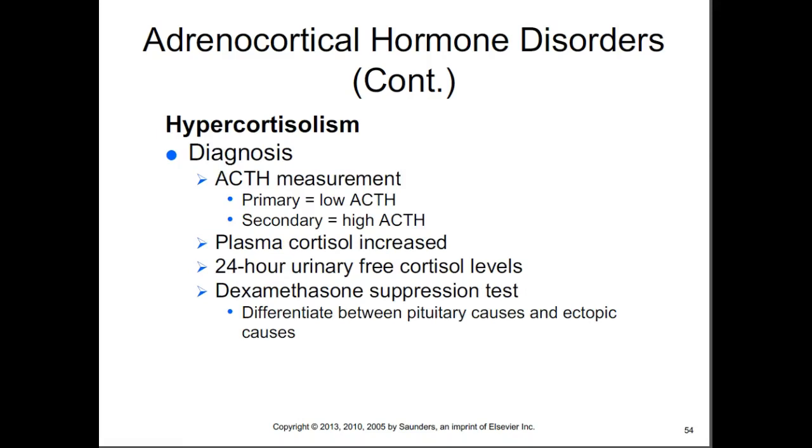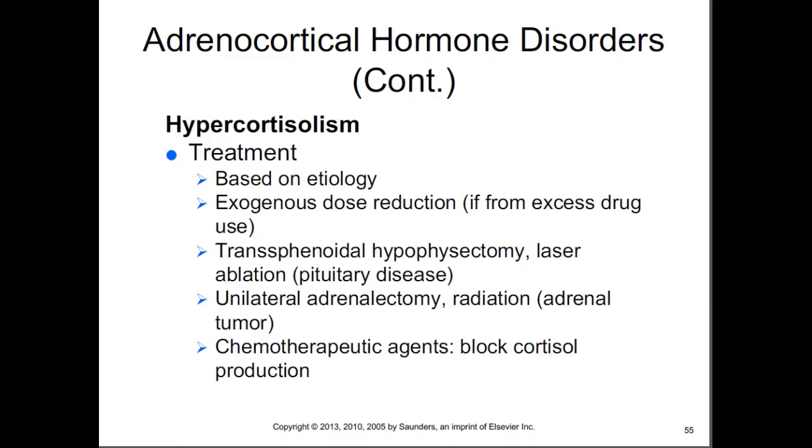So ACTH is measured. It is primary if ACTH is low, and secondary if ACTH is high. In hypercortisolism from the pituitary, you'll have high ACTH, so it's the secondary. Plasma cortisol levels are increased. The 24-hour urinary free cortisol level can also be used to diagnose. And the dexamethasone suppression test is going to help you distinguish between pituitary causes and causes outside of the pituitary gland, which we call ectopic causes.